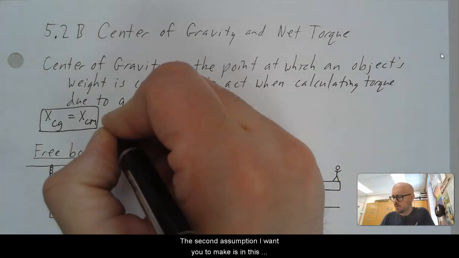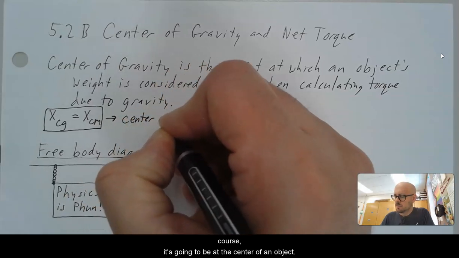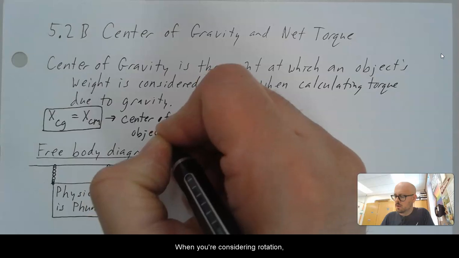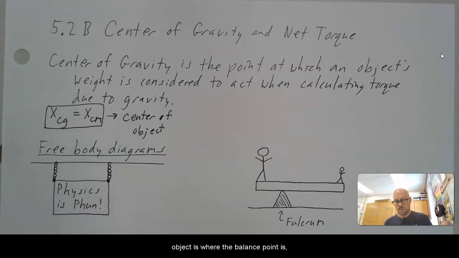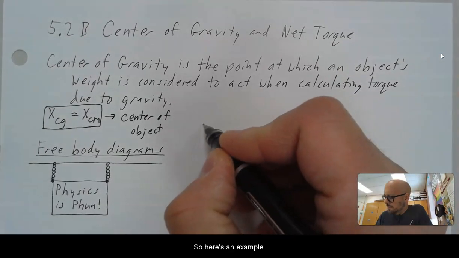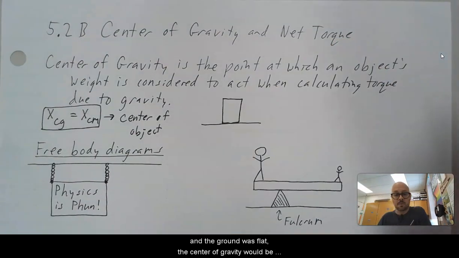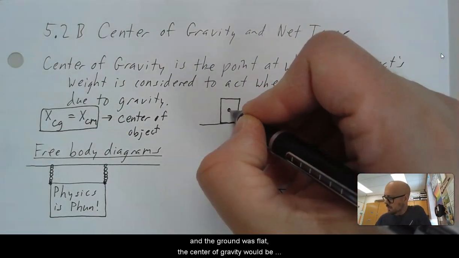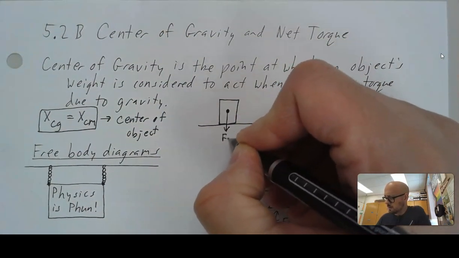The second assumption I want you to make is, in this course, it's going to be at the center of an object. When you're considering rotation, the center of gravity is going to be at the exact center of that object. You need to pay attention to whether the center of the object is where the balance point is, but it's going to be at the center of the object. So here's an example. If I were to put a block on the floor like this and the ground was flat, the center of gravity would be right in the middle. That is the point at which gravity acts.